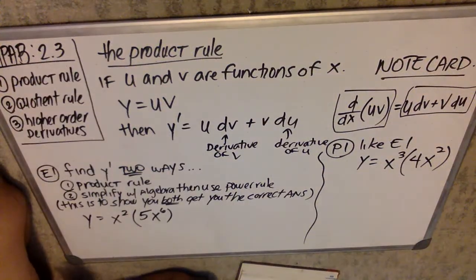Right, this is AP AB Calc. We're doing 2.3. We're going to touch on three big topics in this section: the product rule, the quotient rule, and higher order derivatives. So this video is going to specifically address the product rule.